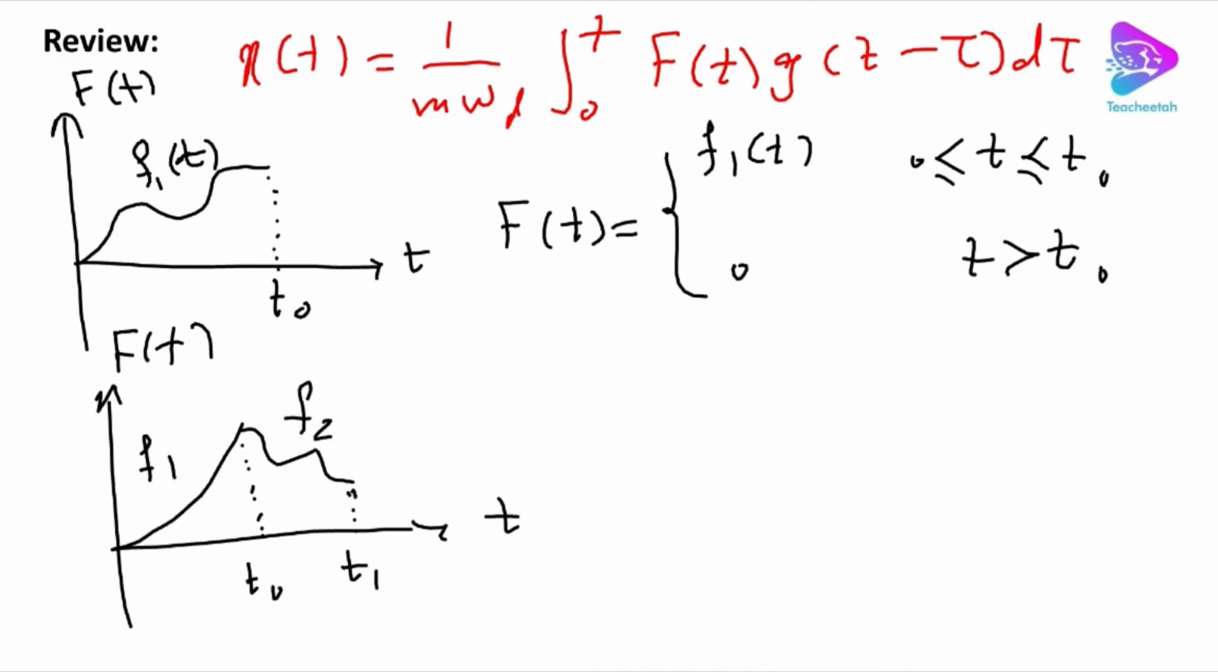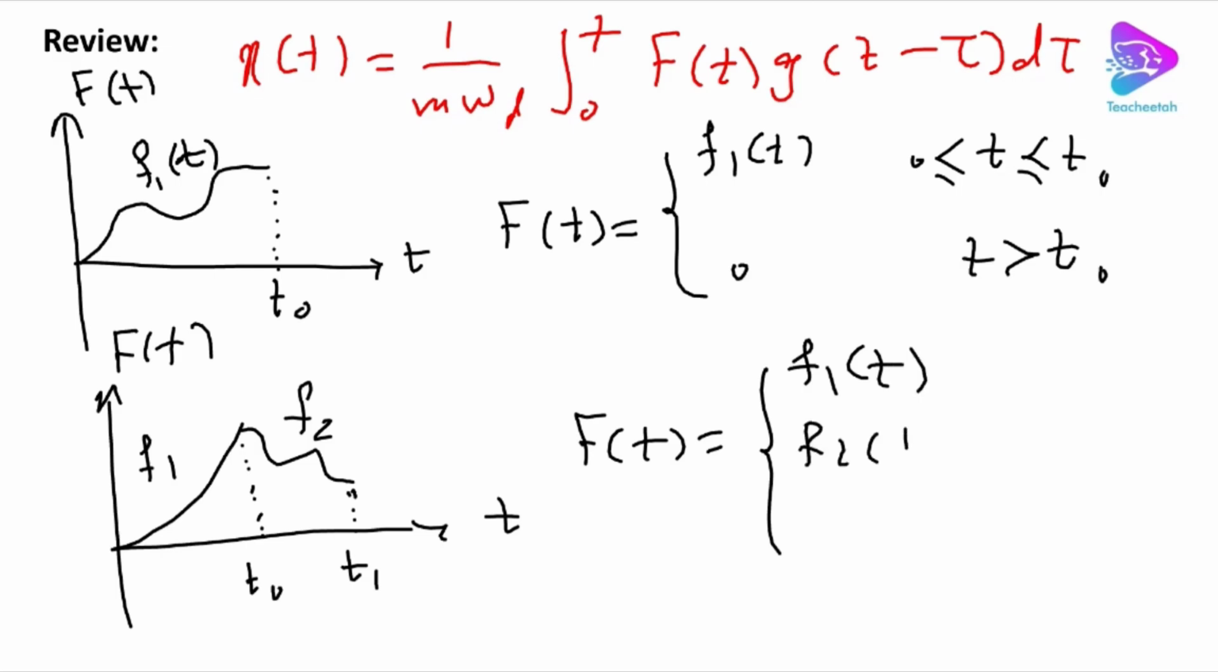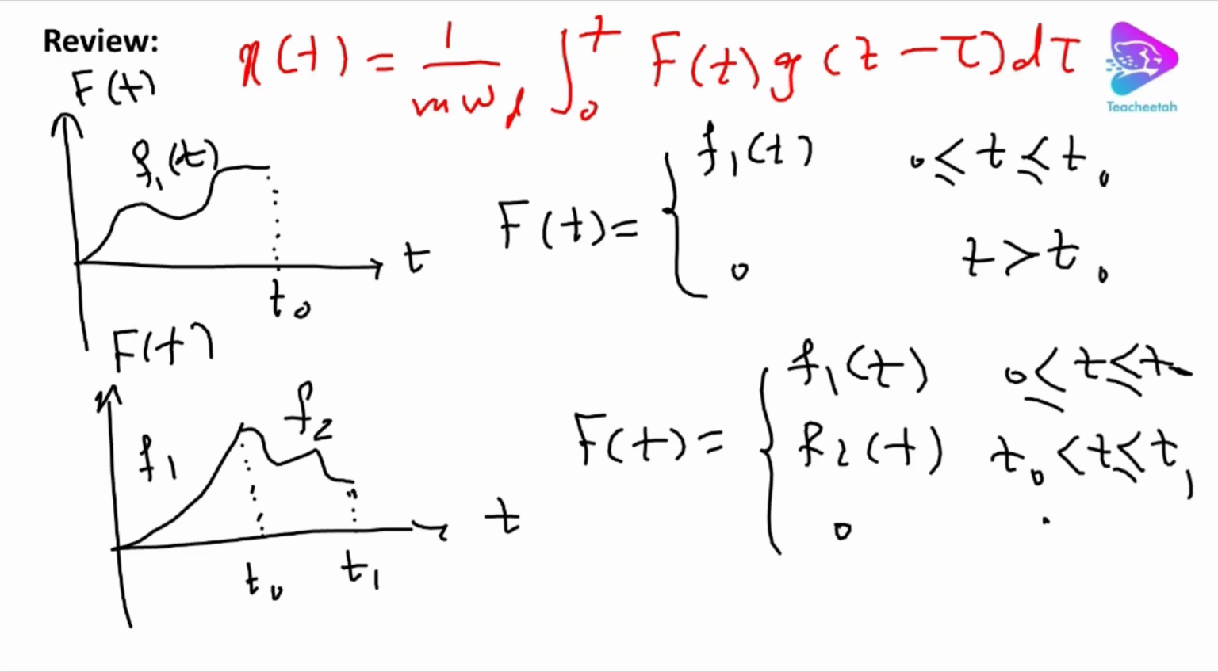So how can we represent f(t)? It would be equal to f1(t), f2(t), and 0, for 0 to t naught, for t naught to t1, and for t greater than t1. Makes sense. So how can we find the response for these cases? We have to break the response into each time range and find the response for each one separately. In fact, the expression of the response will be different in each time range.